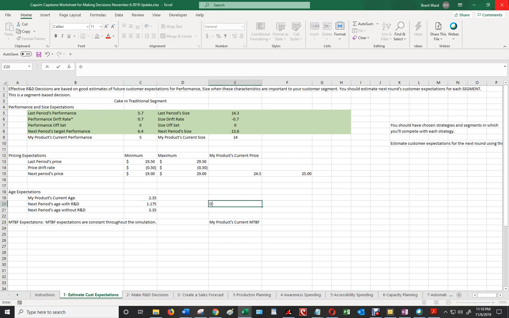So the decision: R&D the product. And even if you R&D it a little bit, even if you don't achieve 6.4 and 13.6, which is the next target performance and size, the fact that you did some R&D will cut the age in half. Okay, the last thing is the mean time between failure expectations.